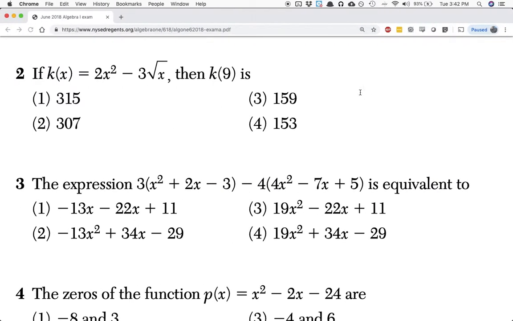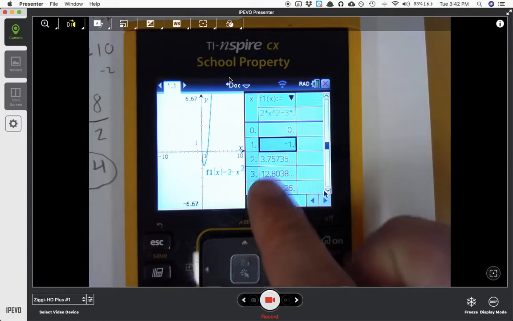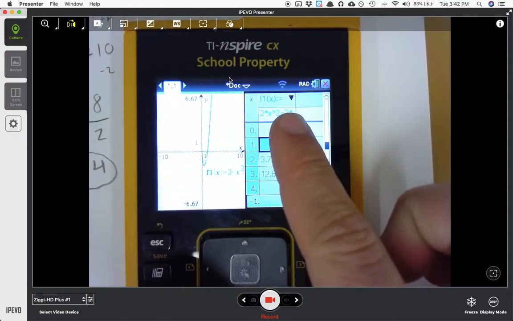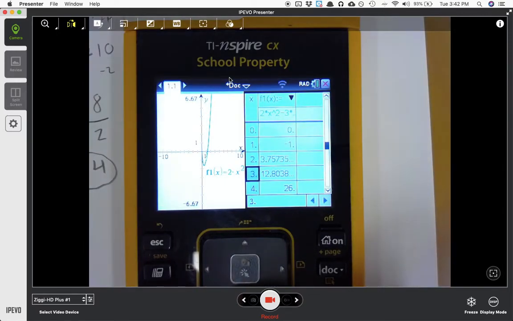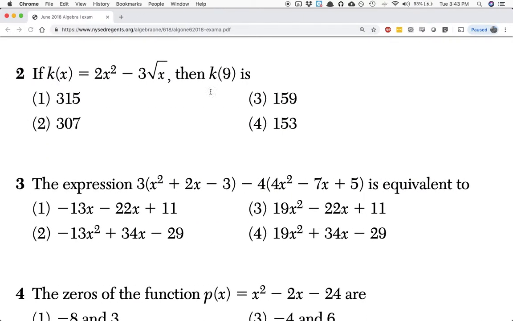Now let's look back. They really want, if k, then k of 9 is, you should know that this k of 9, that is your input. That's the x that you're putting into your function. So if I come over here to this table, the x is the first column, the f of x, or the y, the output, is your second column. If I just go to 9 for my x, I should be able to find my output right over there. The answer is 153. That is answer choice 4.